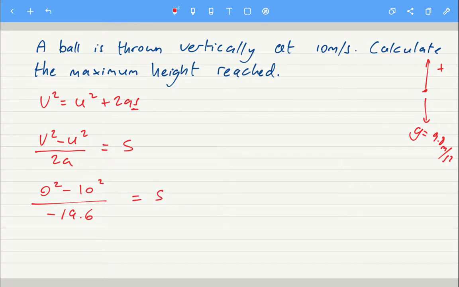So 0 squared minus 10 squared is, well, we've got minus 10 squared, which is minus 100. That is not the same, by the way, as doing minus 10 times minus 10. So it's minus 100 divided by minus 19.6. And if you put that in your calculator, that will give you the maximum possible height reached, which is 5.1 meters.